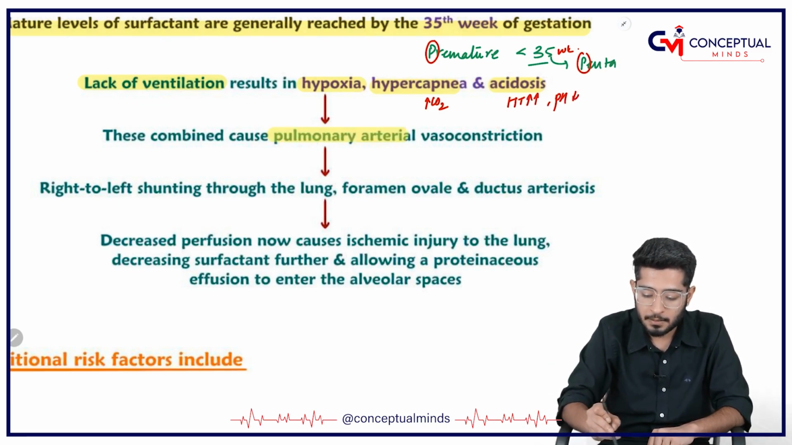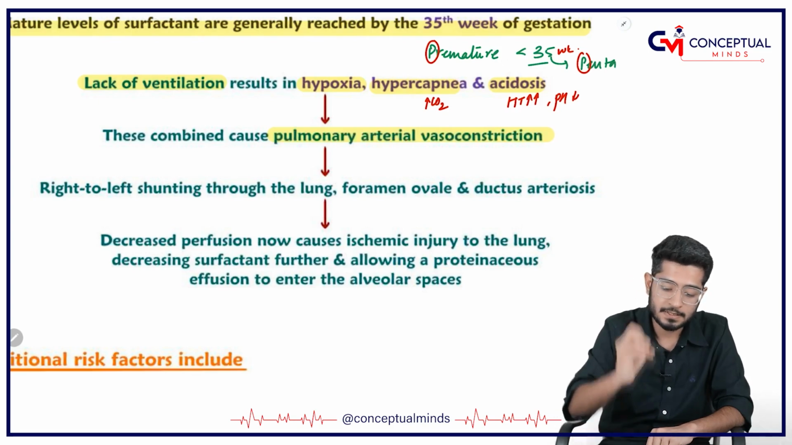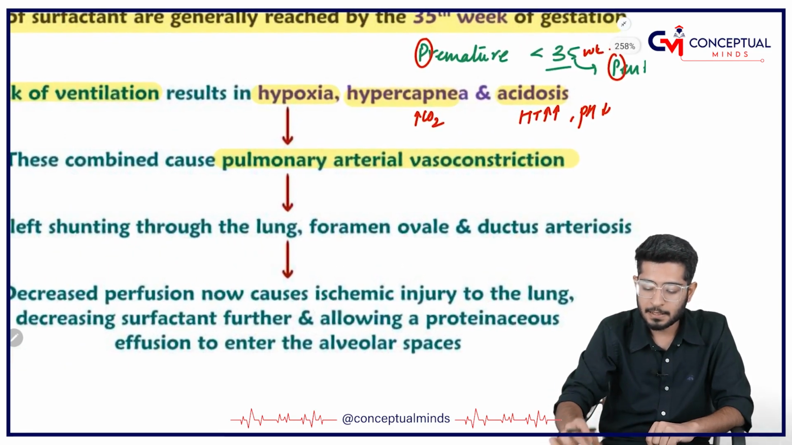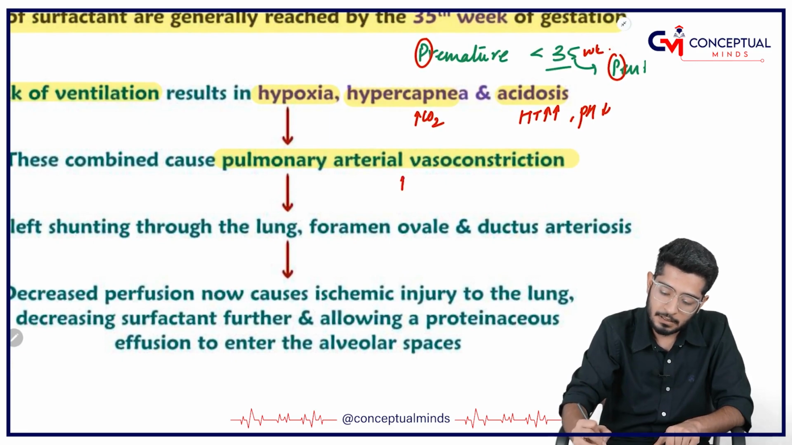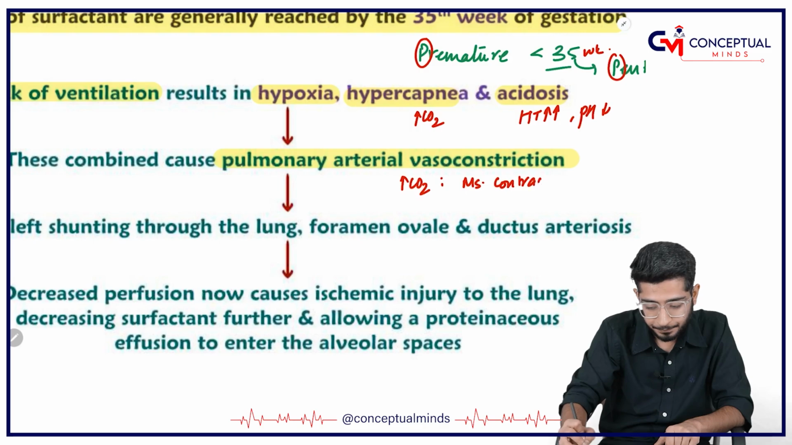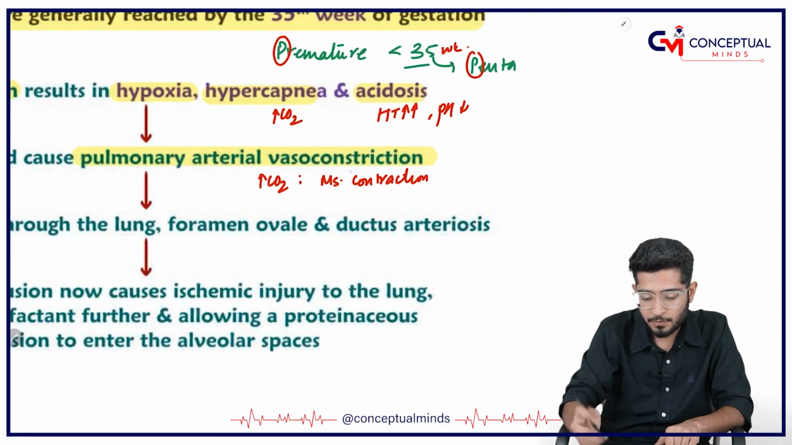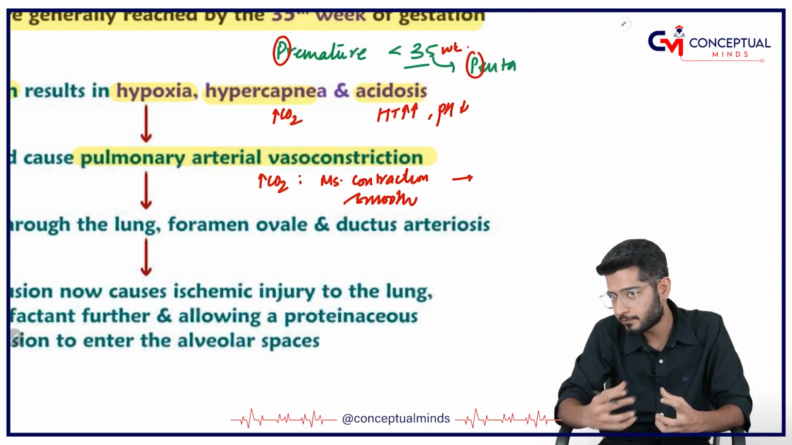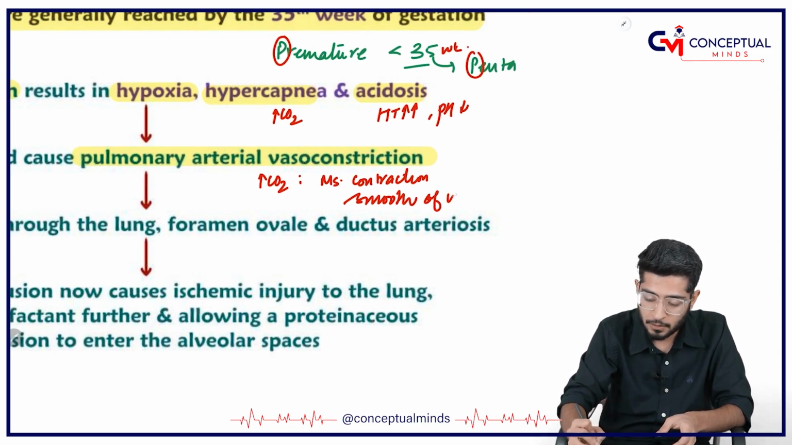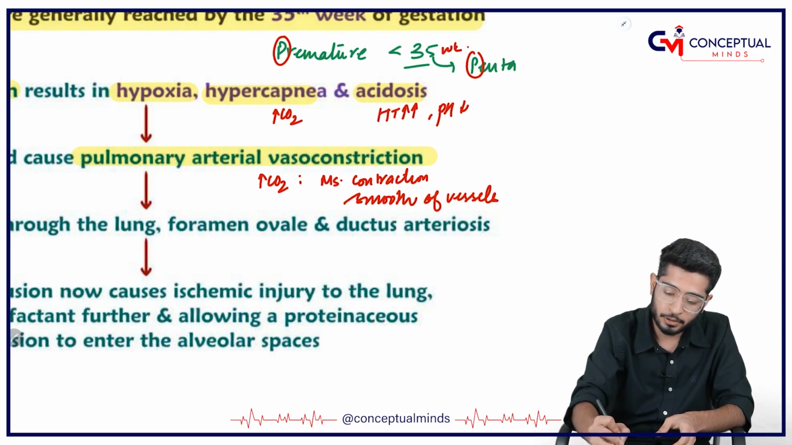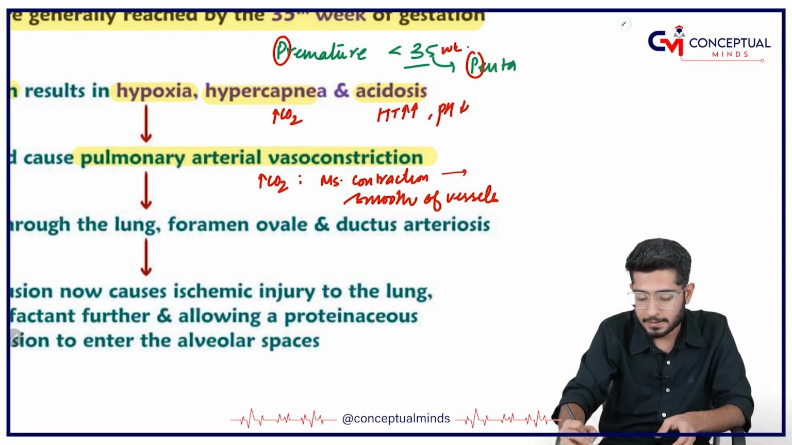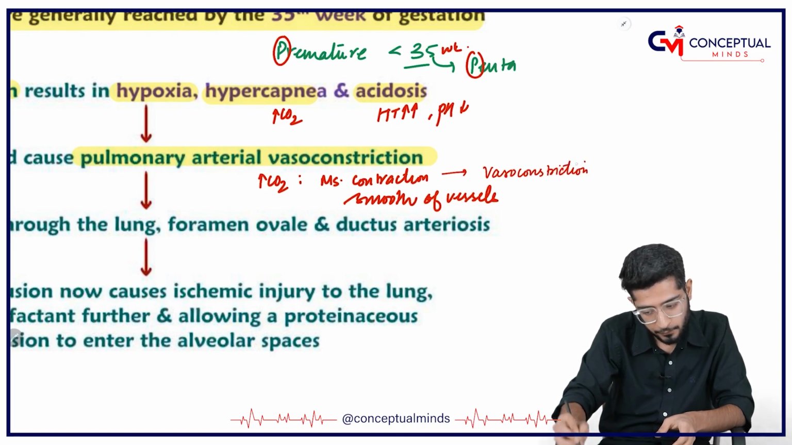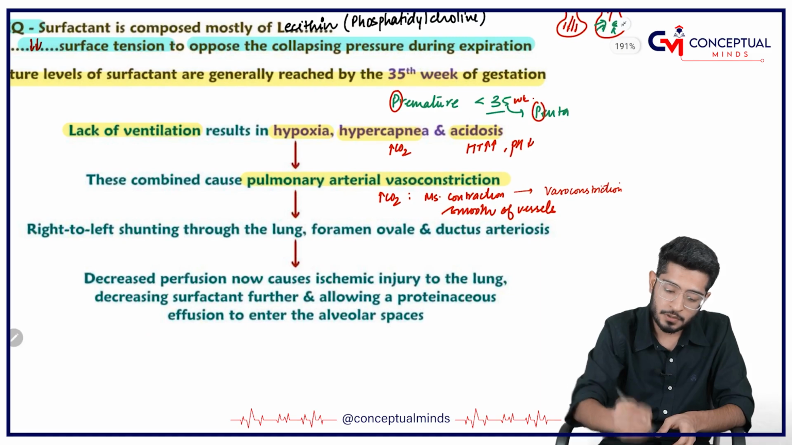What is it going to cause? It causes pulmonary artery vasoconstriction. Understand this, beta: whenever there is an increase in the amount of CO2, that leads to muscle contraction, specifically smooth muscle contraction. If the smooth muscles of the vessels contract, this leads to vasoconstriction.